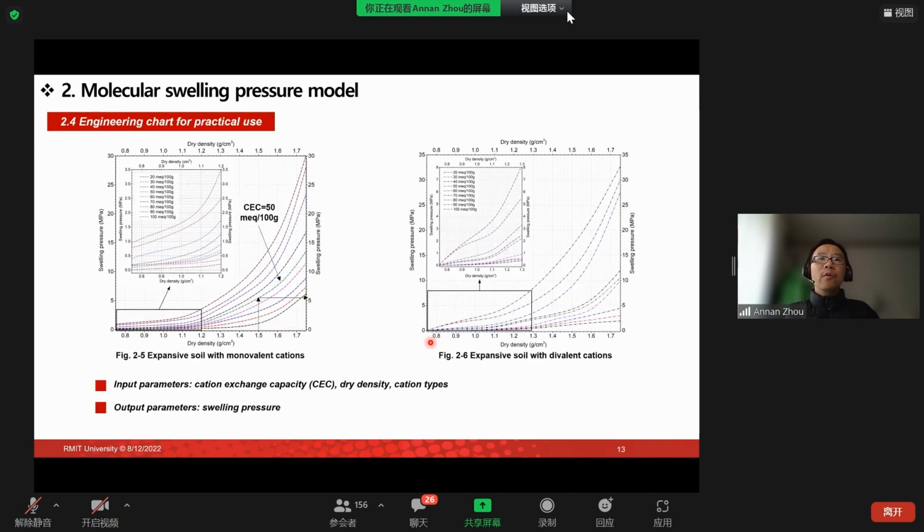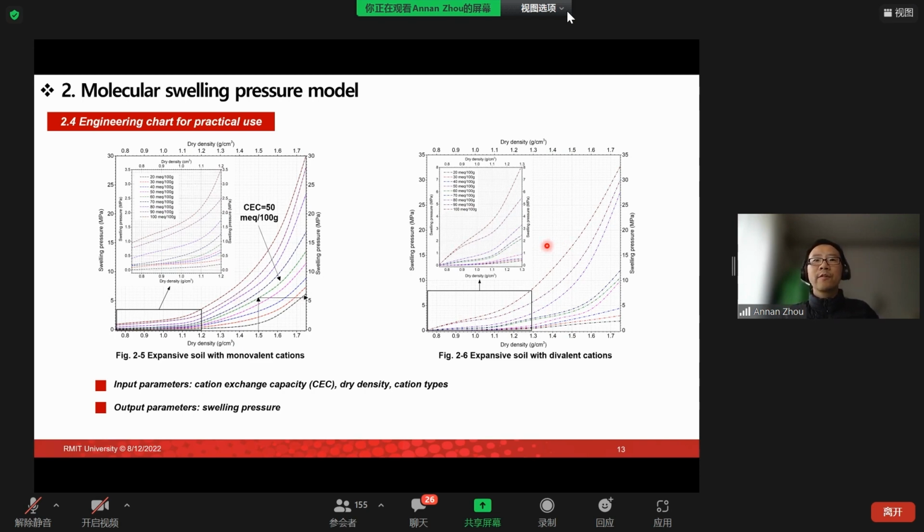By using our model, we calculate a series of swelling pressures at different dry densities, different CEC values, and different cation types, and produce two engineering charts for engineers to quickly evaluate the swelling pressure of expansive soils. The left figure is for monovalent cations, and the right figure is for divalent cations.